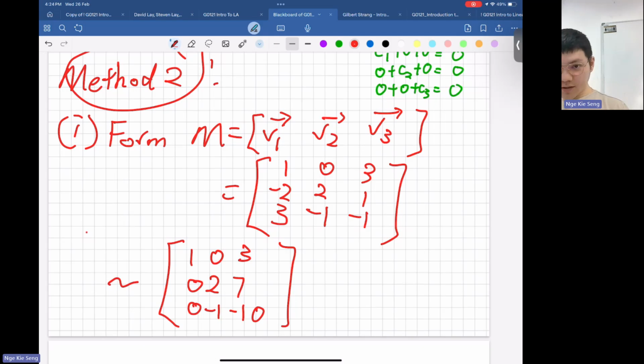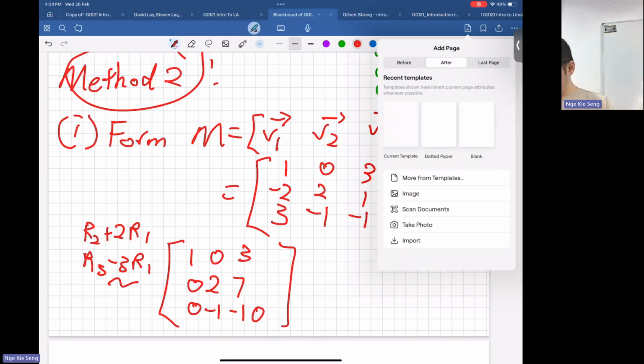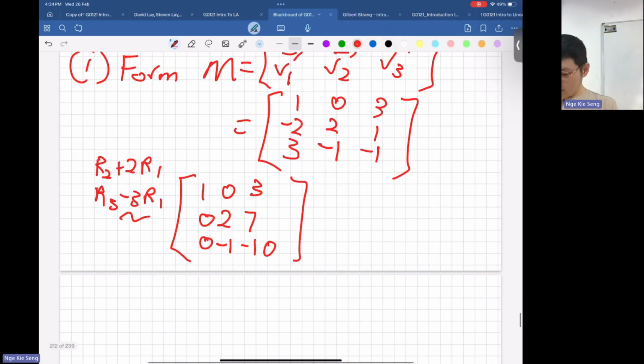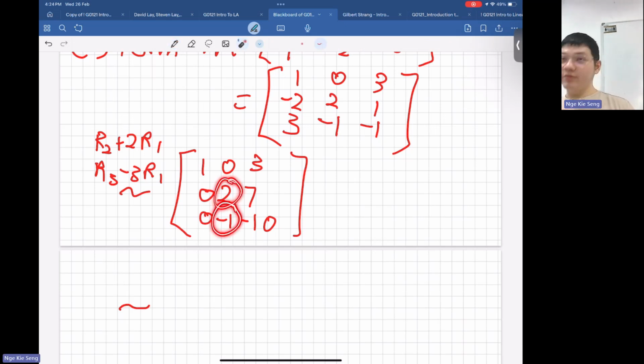So what do I do here? Row 2 plus 2 row 1, row 3 minus 3 row 1. It's not REF yet, right? So let's continue. What do you get? What do I want to do here? There are two choices for your next pivot. I think I will use -1, so I kill the 2 first. Let's kill the 2 first.